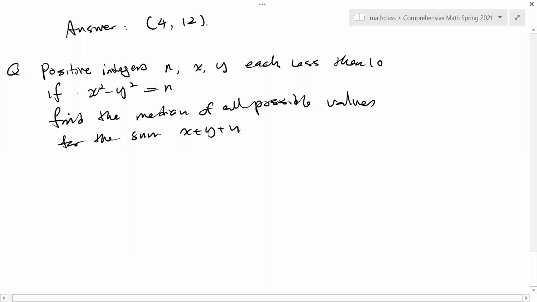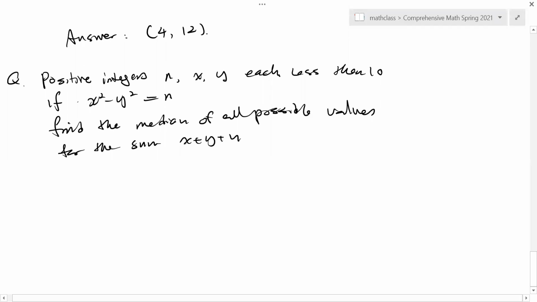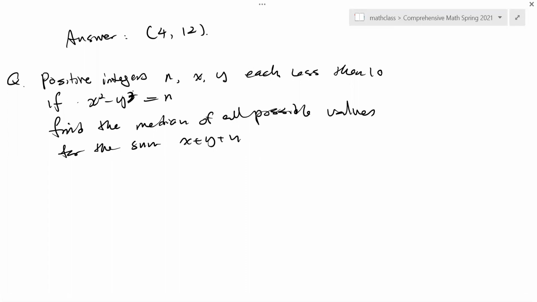Let me double check. Okay, y cubed, not y squared. Y cubed increases much faster than x squared. So you should try y cubed: x squared equals n plus y cubed. Right. So I think one can quickly get all the solutions.